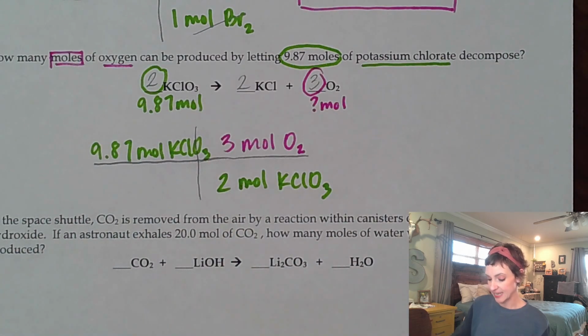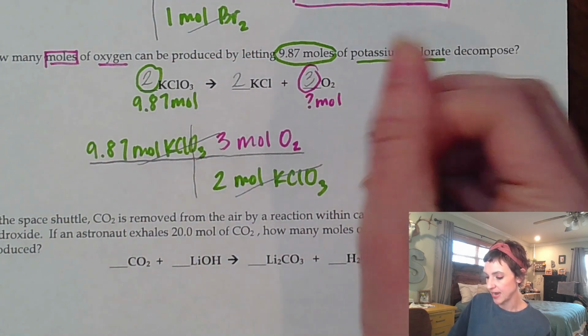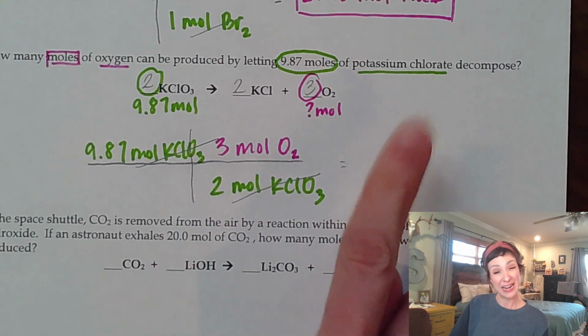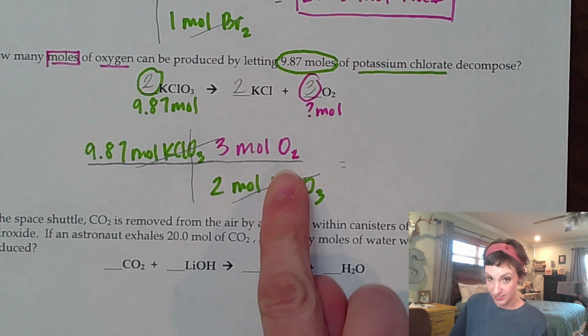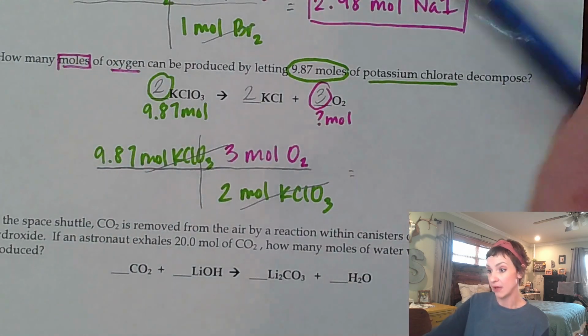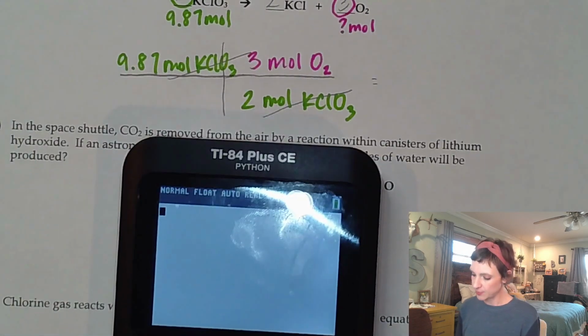Okay, so that's super exciting. Do my units cancel out? Can I move on? I sure can. Yes. So that means whatever my calculator gives me will represent how many moles of oxygen are produced from my given amount of moles of potassium chlorate. So calculator it up. We are ready. Here we go.